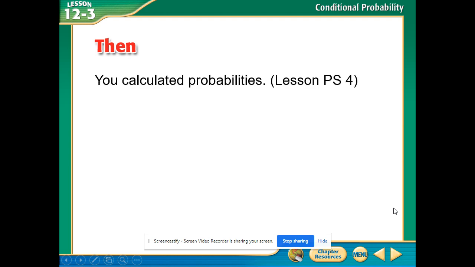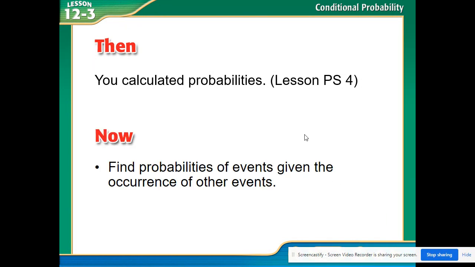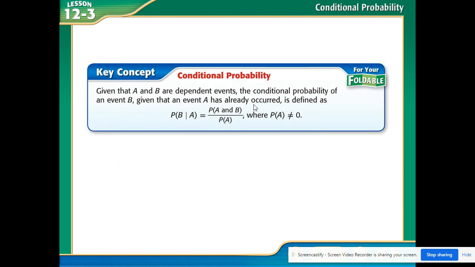All right, today we're going to be talking about a special type of probability, conditional probability. Now we've done some simple probability and compound probability, but now we're going to find probabilities of other types of events and talk about some contingency tables in order to use these. Now, here's the formula that they have for conditional probability.